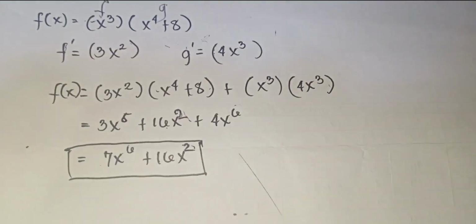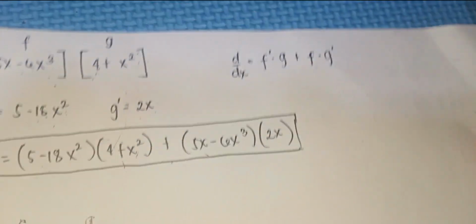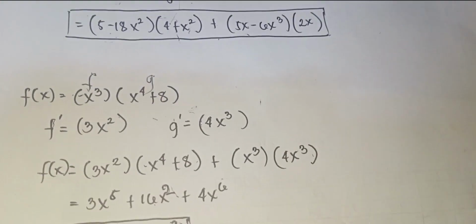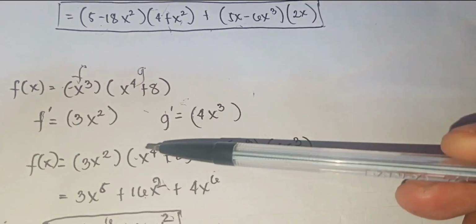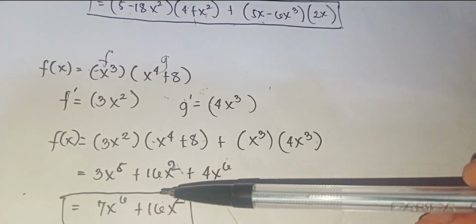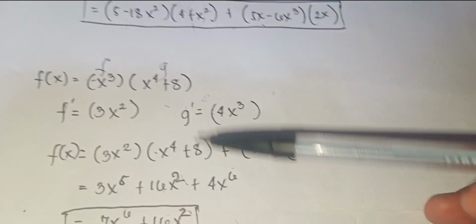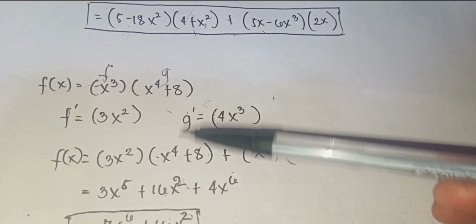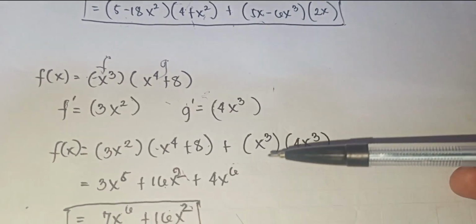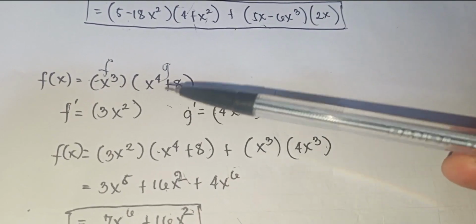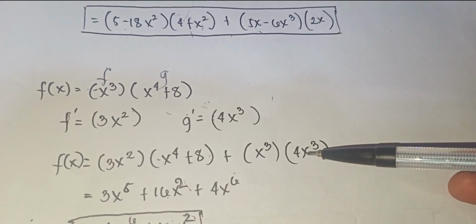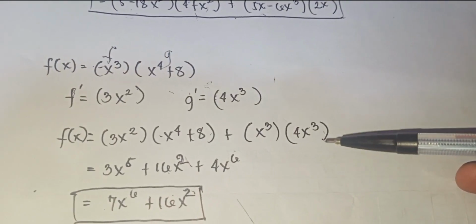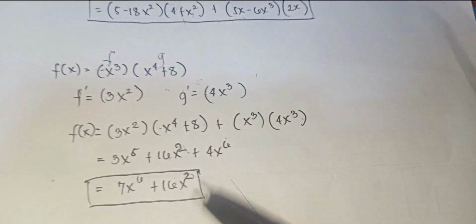And finding the answer of the product rule, we need to follow this formula, which is our f prime is 3x to the power of 2 multiplied by g, x to the power of 4 plus 8, then plus the f, which is x to the power of 3, then our g prime, which is 4x to the power of 3. Then distribute.